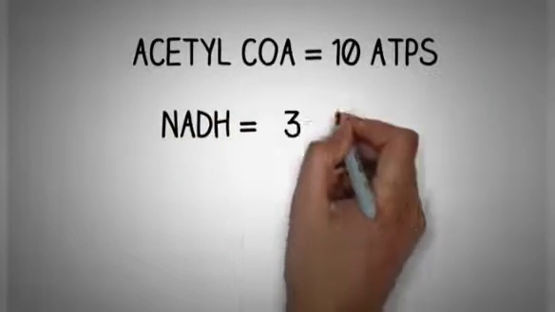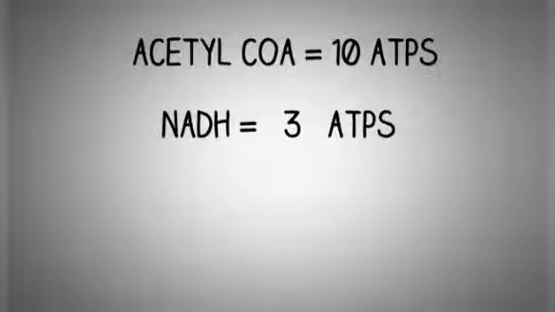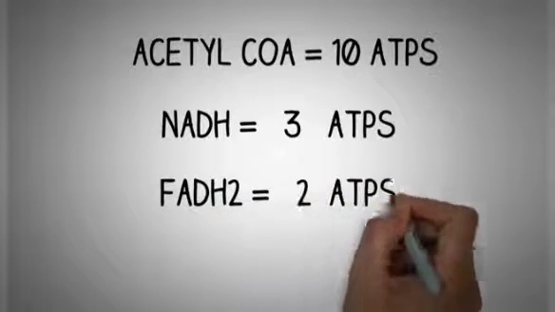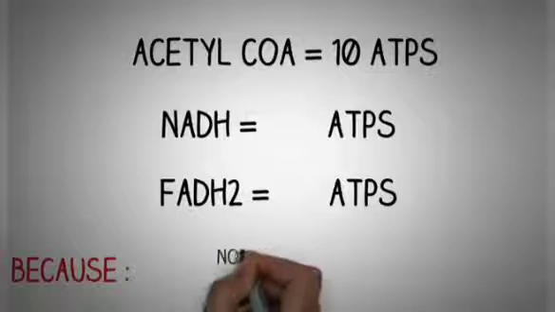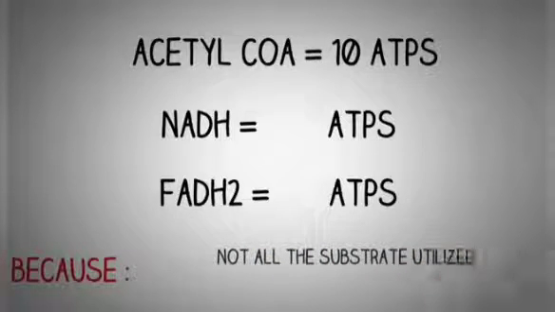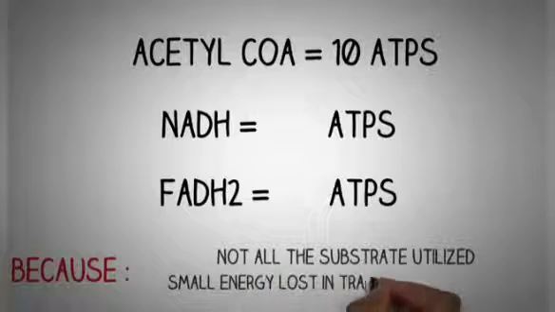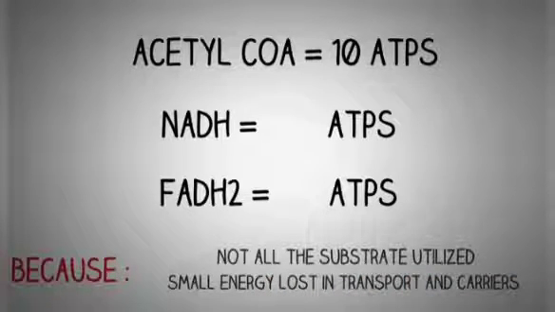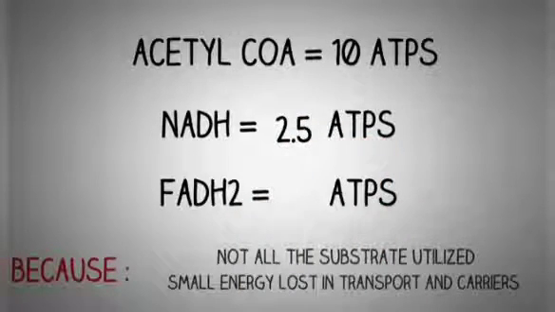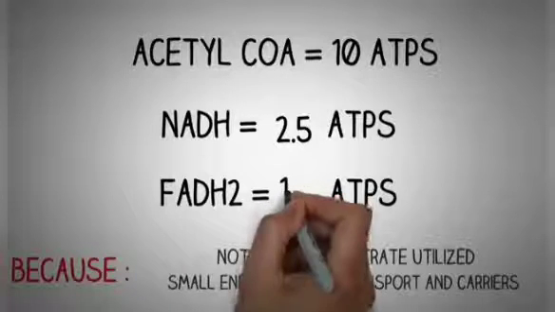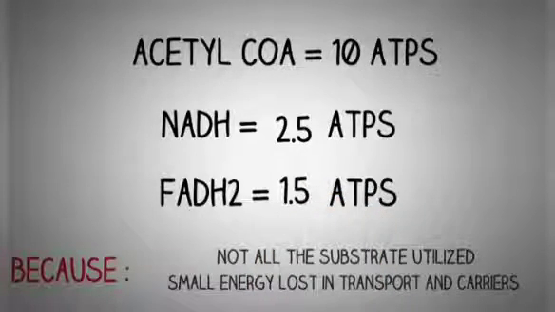1 molecule of NADH is equivalent to 3 ATPs and 1 molecule of FADH2 through electron transport chain gives 2 ATPs. But this is rarely the situation because not all of the time all the substrate is utilized in the electron transport chain, and also a small amount of energy is lost in transport and carrier proteins. So for energy calculation, we take 1 NADH as 2.5 ATPs and 1 molecule of FADH2 as equivalent to 1.5 ATPs.